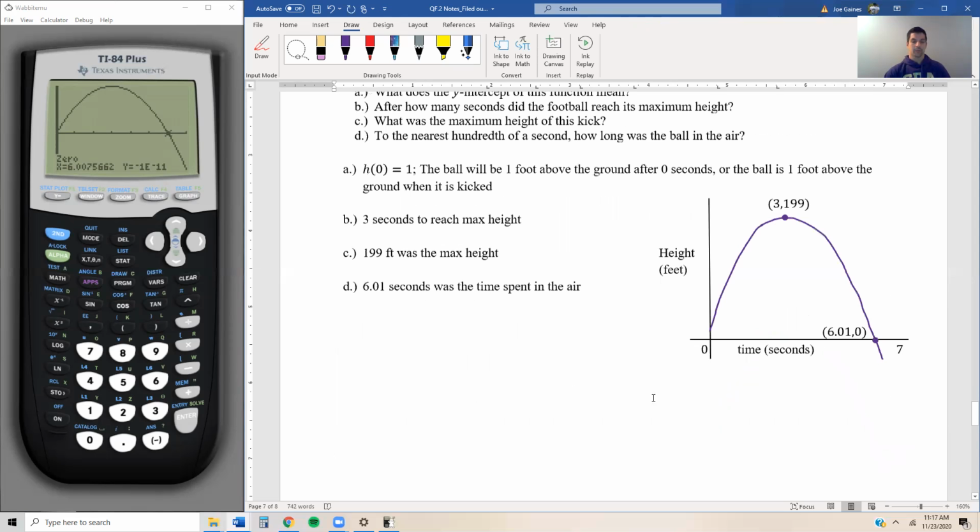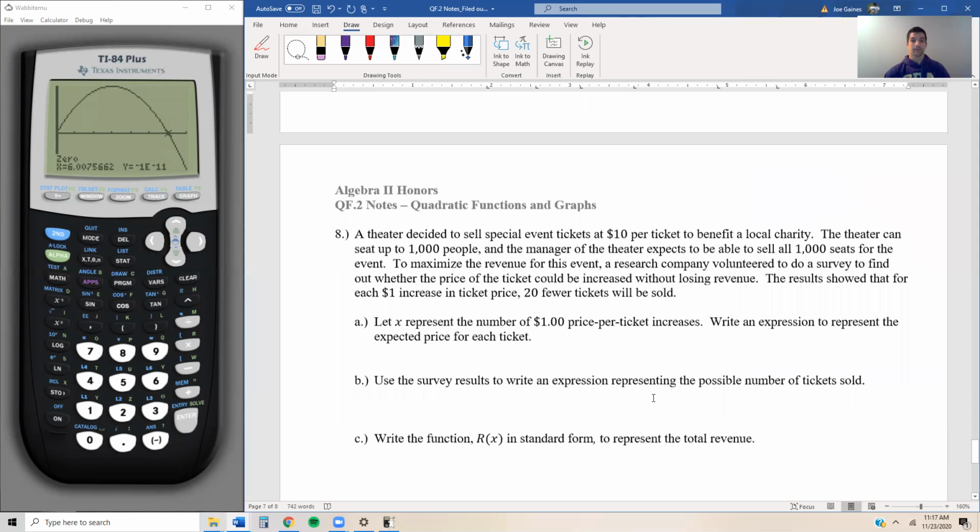Let's go ahead and take a look at one more example. This example is a little bit more complicated.